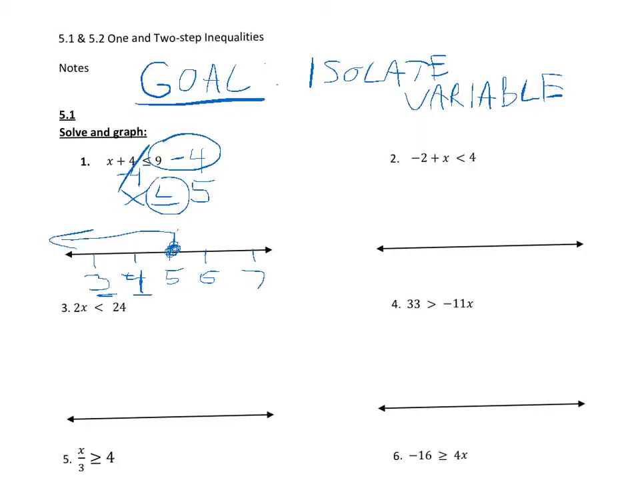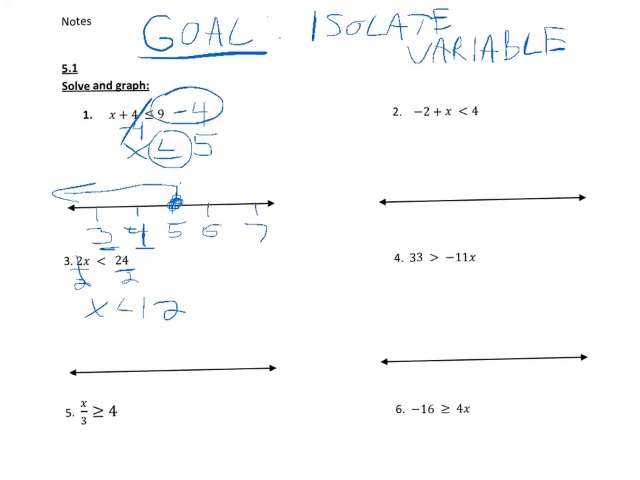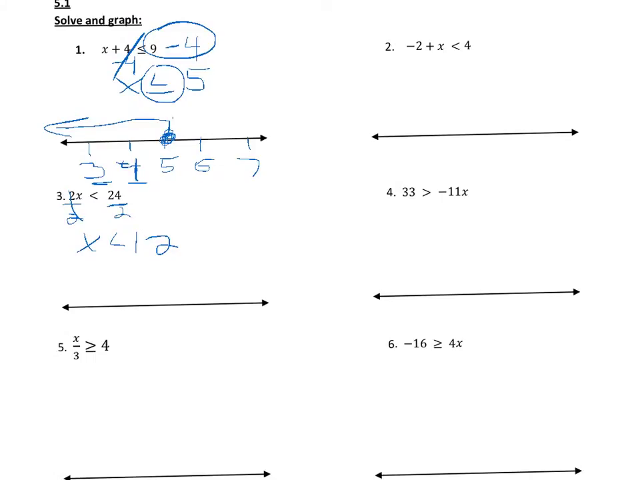Okay, let's skip to number 3. Number 3, I have 2 times x is less than 24. Well, that's really easy. I just divide by 2 both sides. So I get x is less than 12. Okay, if I want to graph it, let's move it up. Again, let's put 12, and let's put a couple numbers to the right, 13 and 14. A couple numbers to the left, we'll put 11 and 10.